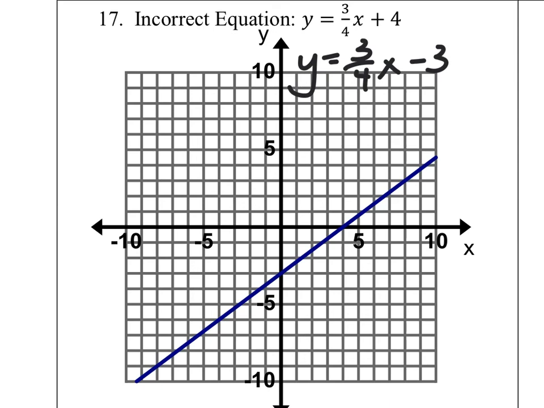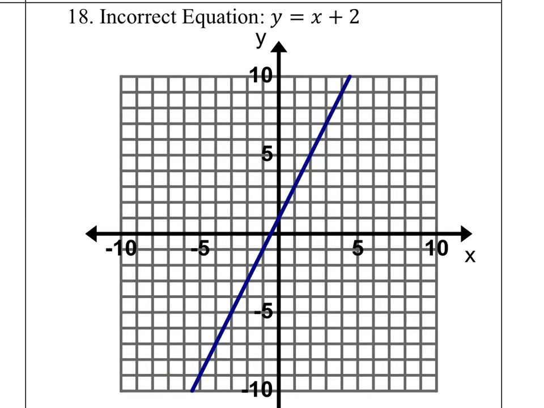Gavin? Did they go to the right instead of up? Yeah, they did the x-intercept, not the y-intercept. So it's important to know the difference between these. The y-intercept is 0, -3. Okay. All right, what about number 18?